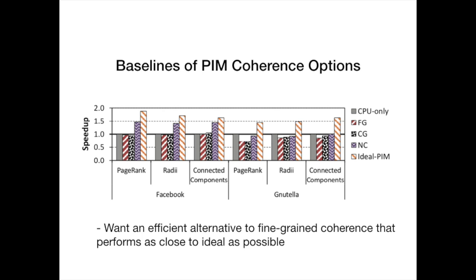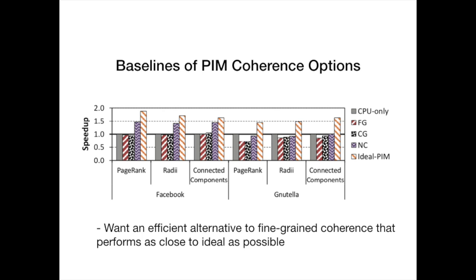Also, with coarse-grained, sometimes data will end up ping-ponging between the processor and the PIM cores. The solution to that is to add locks, but then the locks have their own way of degrading performance, and they can cause thread serialization in a multi-threaded environment. So although coarse-grained may work in some edge cases, it's not good in the general case.